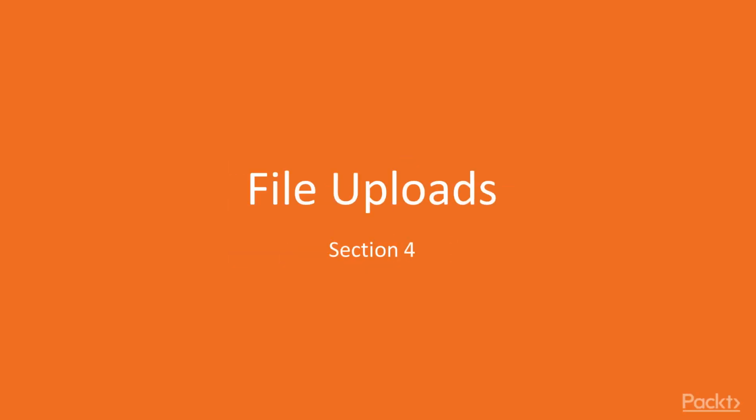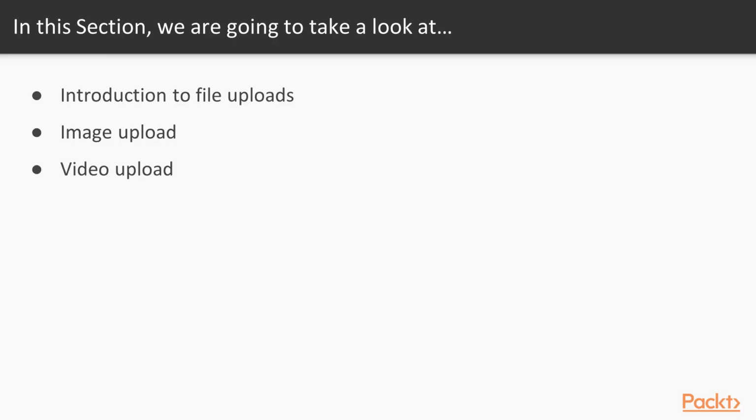Welcome to Section 4 of the Backend Web Development Using Go video course. This section covers how to perform file uploads using Go. In this section, we will cover an introduction to file uploads. We will show you how to upload an image file and dynamically produce a thumbnail for it. And we will show you how to upload a video file and dynamically produce a thumbnail from a video frame.